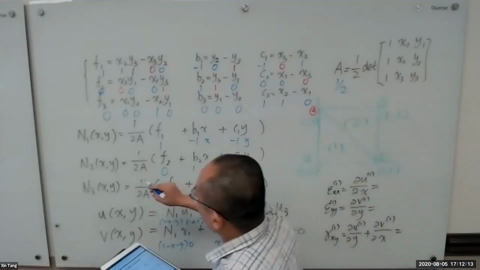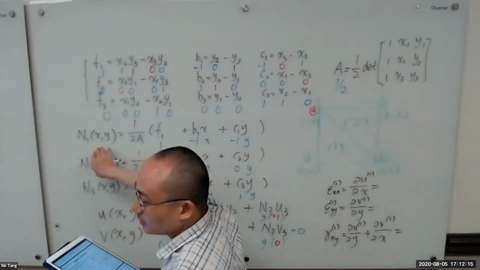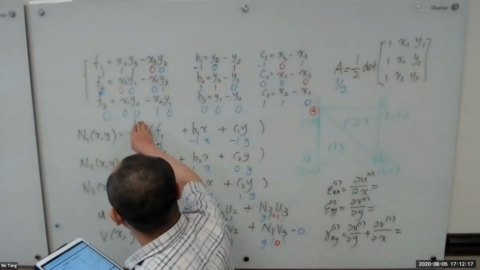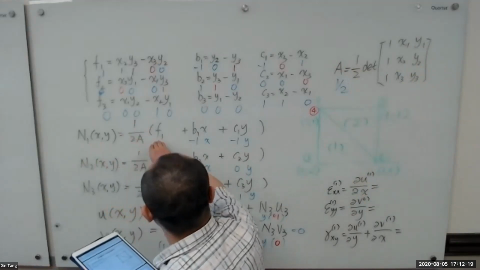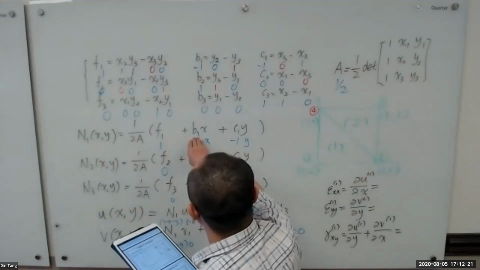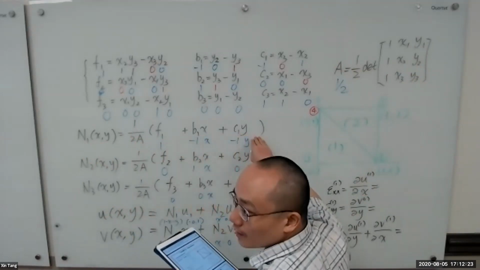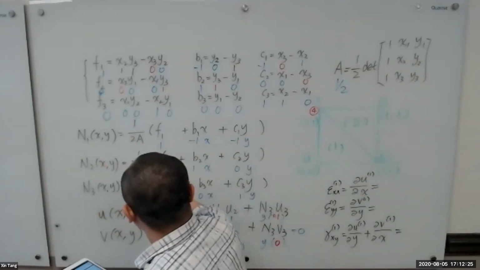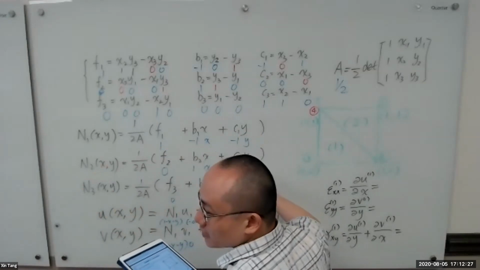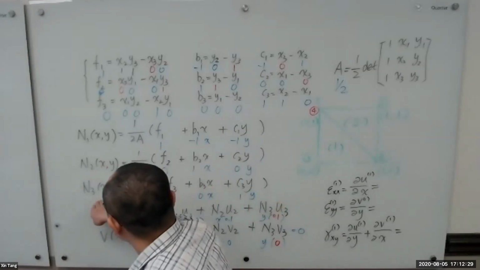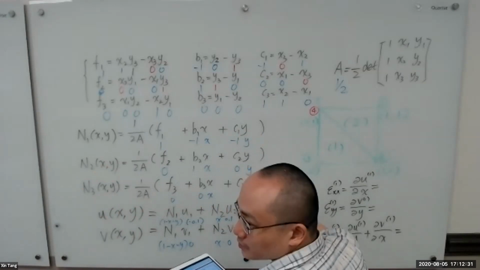With that, we have the three shape functions. N1 is 1 over 2A times a function of F1, B1 x, C1 y. Right? For N2, you can write the expression. They're all in our slides. For N3, you can have this expression.